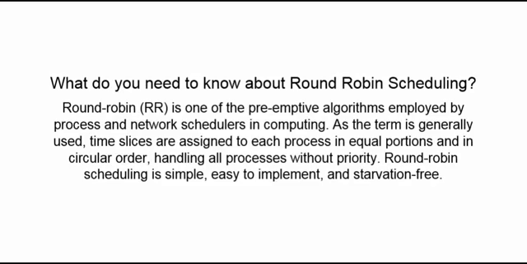Round-robin is one of the preemptive algorithms employed by process and network schedulers in computing. As the term is generally used, time slices are assigned to each process in equal portions and in circular order, handling all processes without priority. Round-robin scheduling is simple, easy to implement, and starvation-free.